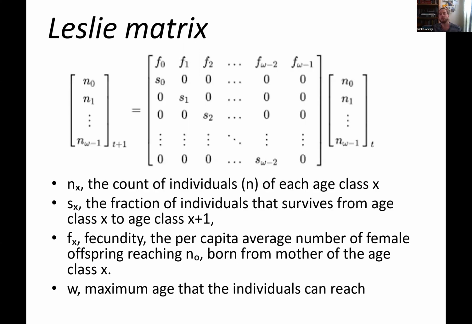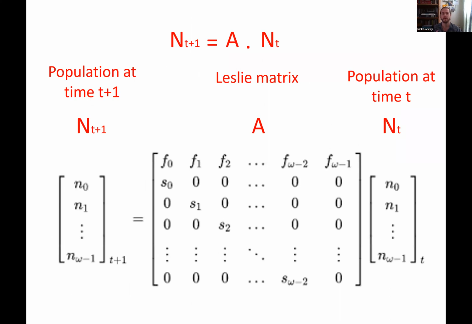Then to project how our population would change into the next year based on our survival and breeding probabilities, we multiply the Leslie matrix with this matrix on the right, and it gives us the one on the left that has the number of individuals in each age class at time t plus 1, which is just the next year. That's represented here. We multiply A by N_t, which is our population at time t, by our Leslie matrix, and we get the population at time t plus 1.